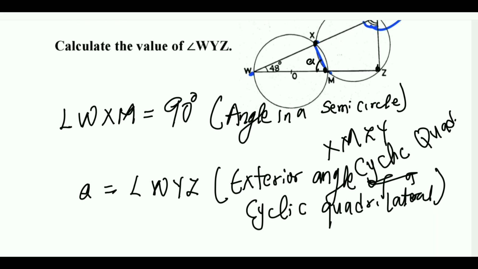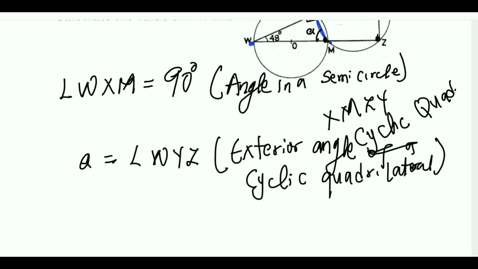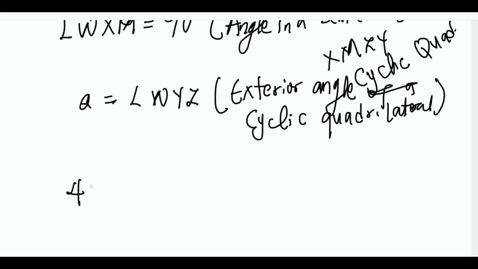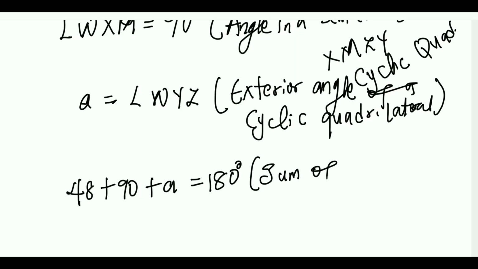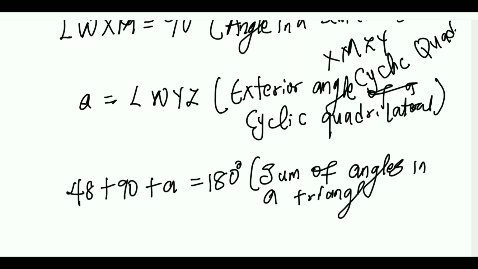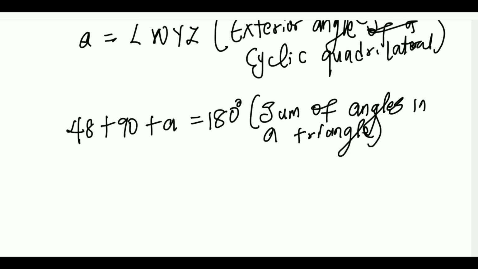So now let's find the value of A. We already said this is 90 degrees, angles in a semicircle. So we'll say that 48 plus 90 plus A equals 180 degrees. And the reason is sum of angles in a triangle. So when we add up all of these together, A will be equal to 180 minus 90 minus 48.